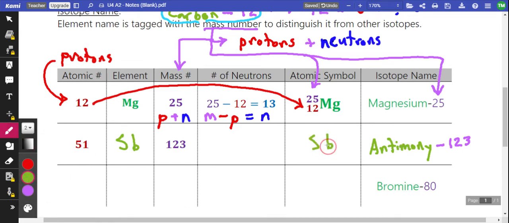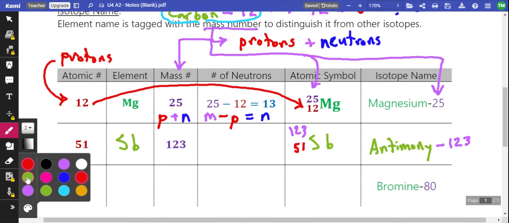Sb is my element symbol. My mass number is 123, and my atomic number for antimony is 51. But I still need to figure out the number of neutrons. If you can remember that you take the mass number, which is protons plus neutrons, and subtract out the protons, you can get the neutrons, and we can do that.